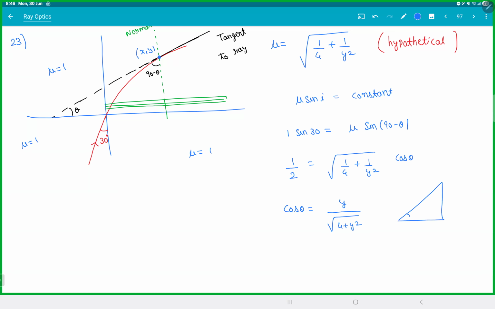If this is theta, y is the adjacent side. This is root over 4 plus y square. This will be 2. So from here, we'll get tan theta is equal to 2 by y. But we know tan theta is the slope of the tangent, which is nothing but dy by dx. If you integrate this, you end up with y square by 2 is equal to 2x. Y square is equal to 4x. It's a parabola.